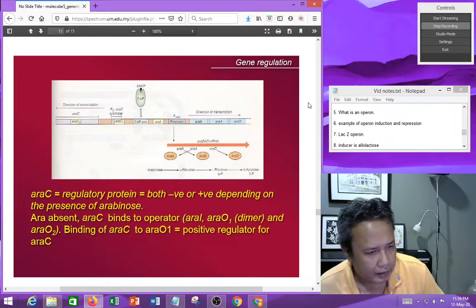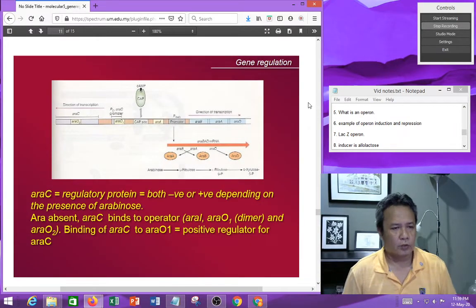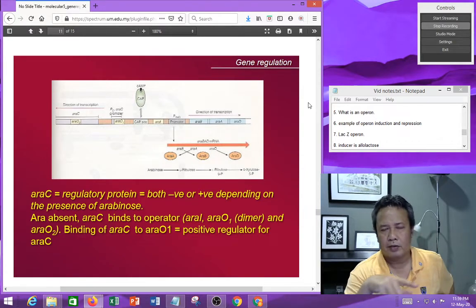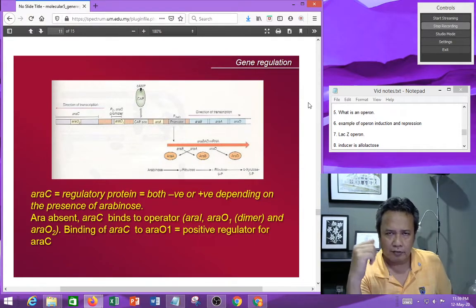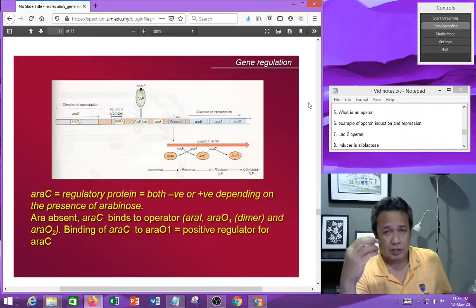Hello, I'm back. So we will continue with gene regulation. Now, when we talk about gene regulation, we're going to look at three different operons. One is the lac operon. The lac operon is an inducible system. It has repressor molecules and also has inducers.